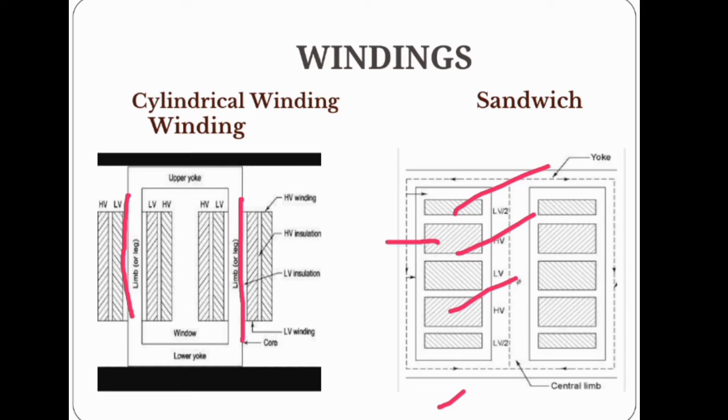Winding is nothing but a set of conductors, and we use standard types of conductors here. The winding procedures are of two types. They are cylindrical winding, or concentric winding, or interleaved winding. The second one is sandwich winding.